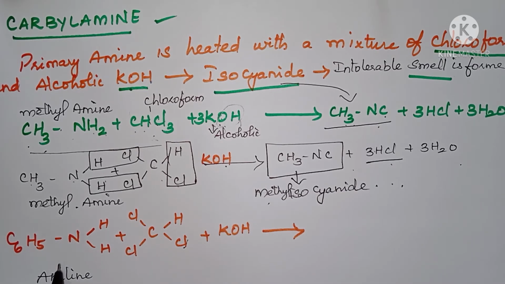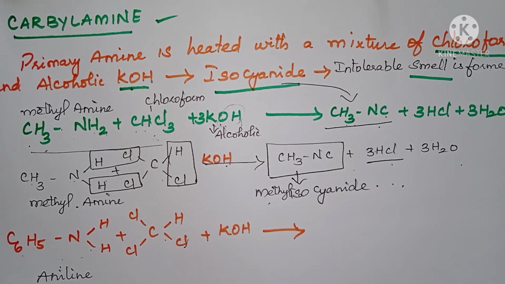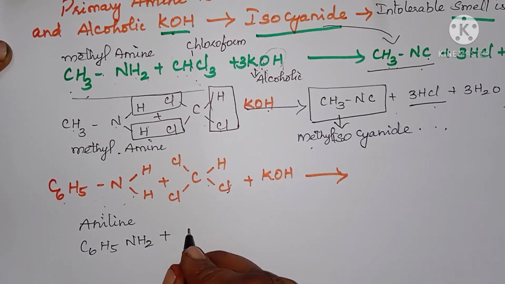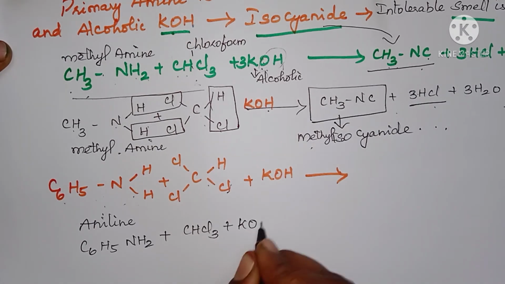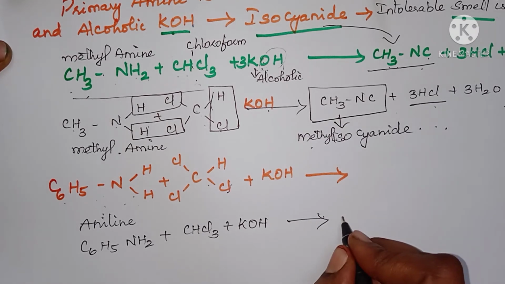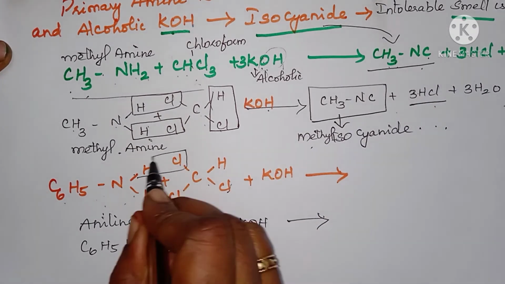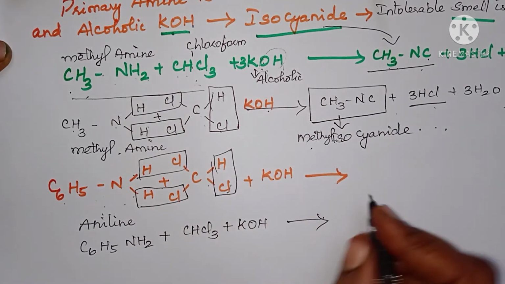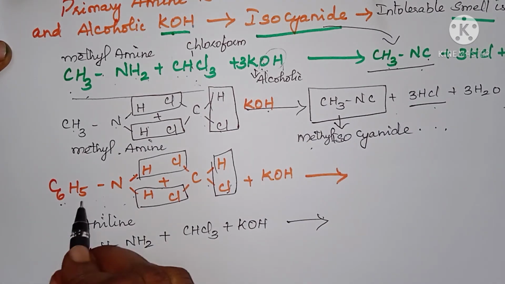Even for aniline, C6H5NH2, this is also a primary amine, an aromatic primary amine, connected with the same reagents I have written here. So here I can write C6H5NH2. Can you see this? C6H5NH2 plus CHCl3, which is chloroform, plus KOH. It gives the same thing here. You just remove the Cl, and now here it is C6H5NC.